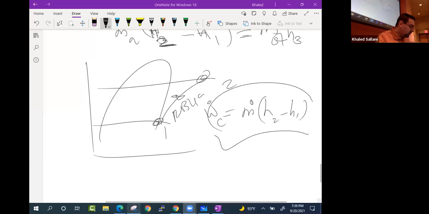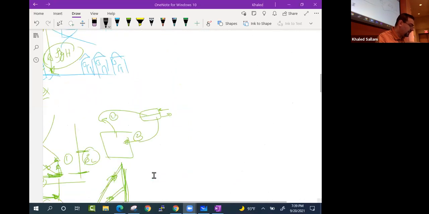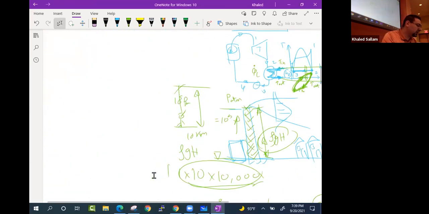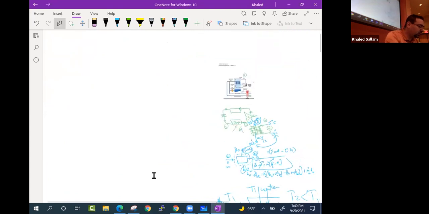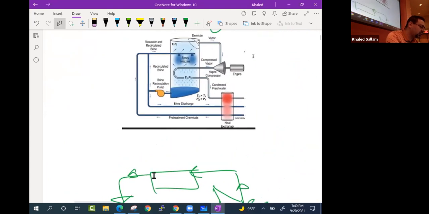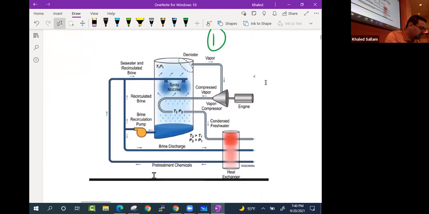So he wants us to put numbers on things. Why do we put numbers? We put numbers when things change from one to the other. Like you compress things, for example, then we call it 2. Okay, so this is 1 and this is 2.